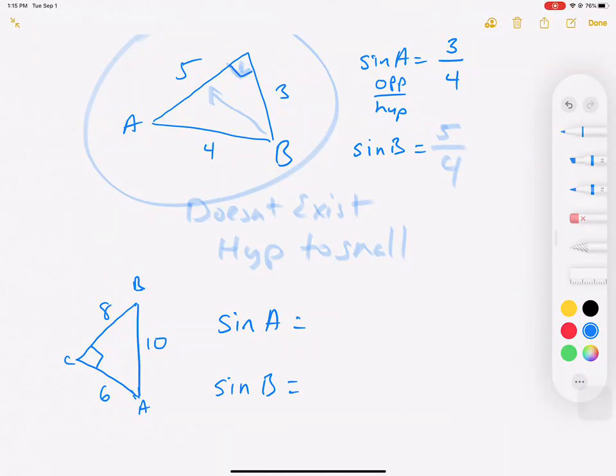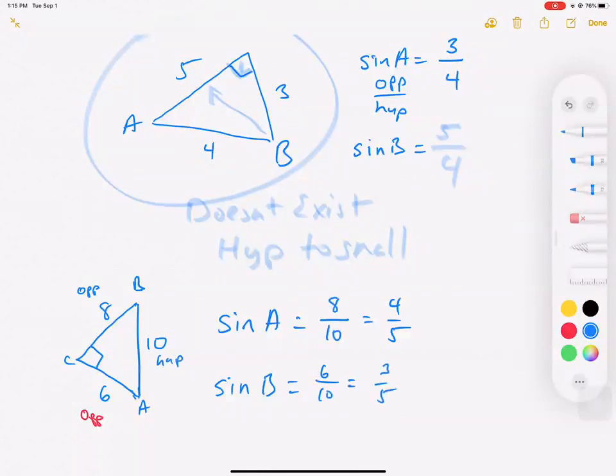Okay, sine of A, the hypotenuse is 10. The opposite of angle A is 8. So 8 over 10, we can reduce to 4 over 5. Sine of angle B, the opposite is 6, and the hypotenuse is 10. That's going to be 3 over 5.